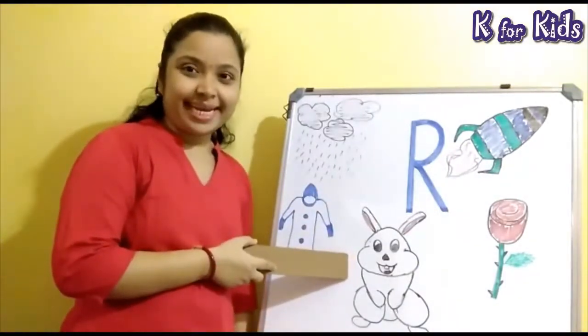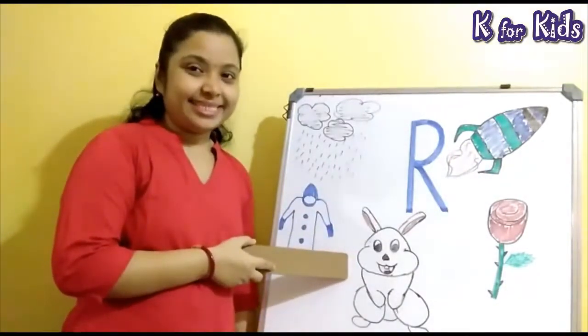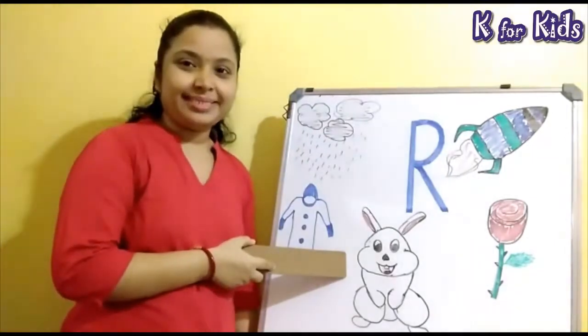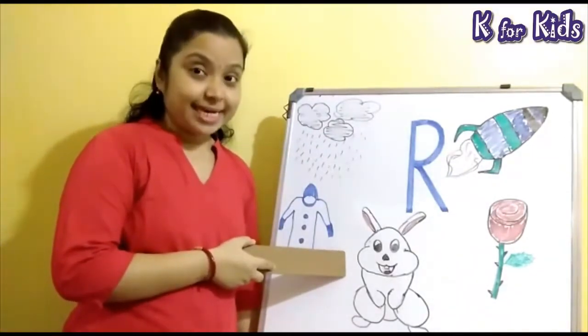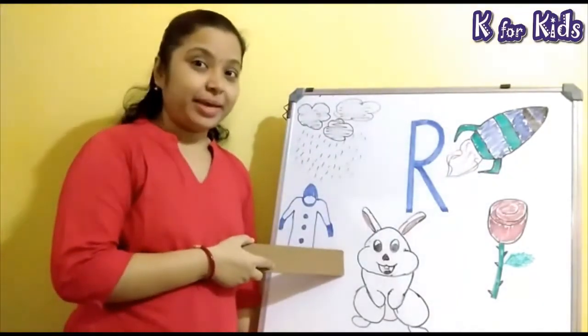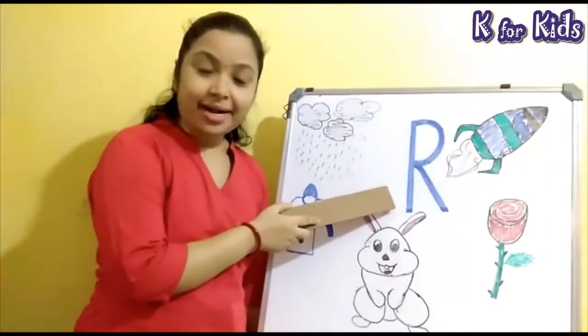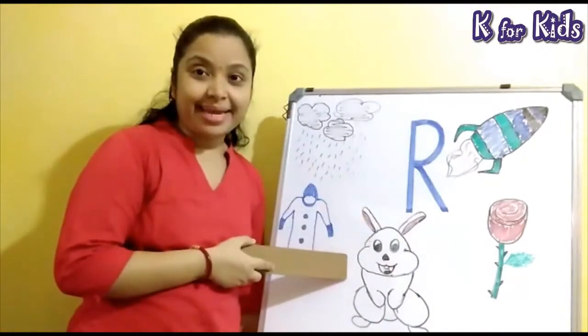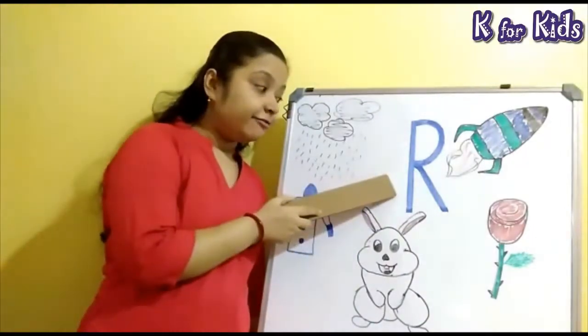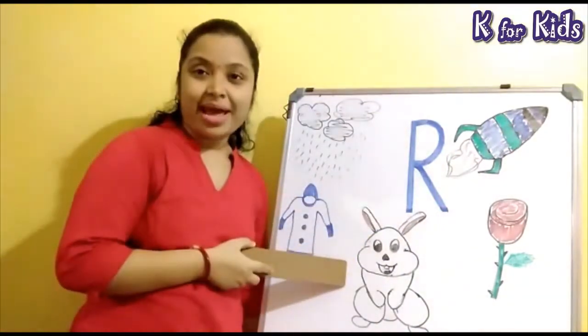Children, what is this? This is a rabbit. Rabbit starts with the alphabet R. R for rabbit.